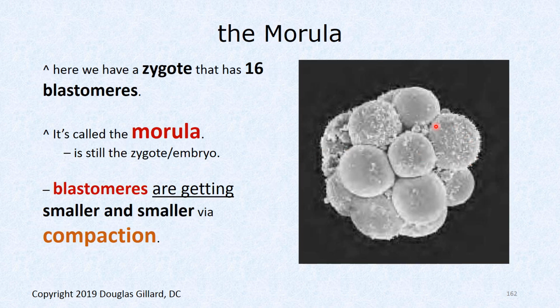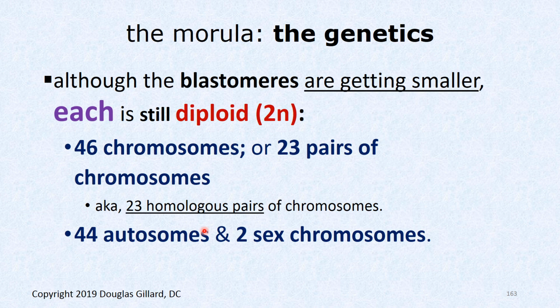It's a really nice electron microscopic view of a morula. And yeah, compaction's still going on, and I think we're about done. I don't think we're going to go much further. The genetics is the same. Each blastomere in the morula is still diploid, 46 chromosomes, 23 pairs. How many chromatids? Well, it depends, because they're going through mitosis, so it depends at what stage in the cell cycle they are, or how many chromatids there are.